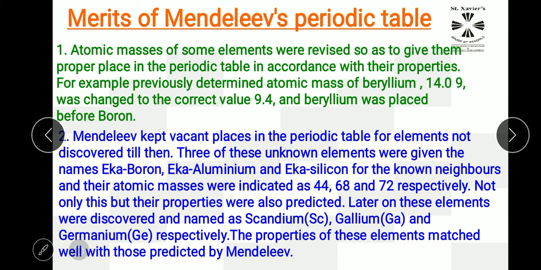Here we'll see the merits of the Mendeleev periodic table. Atomic masses of some elements were revised so as to give them proper places in the periodic table in accordance with their properties. For example, the previously determined atomic mass of beryllium was 14.09, and later on he proved that the atomic mass is 9.4, and in the same way beryllium was placed before boron, and he changed the place of beryllium.